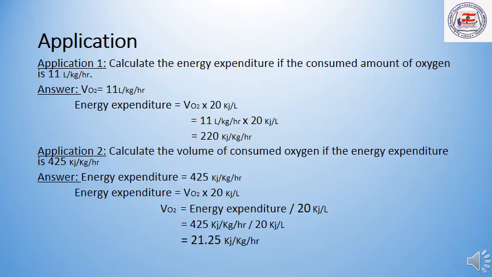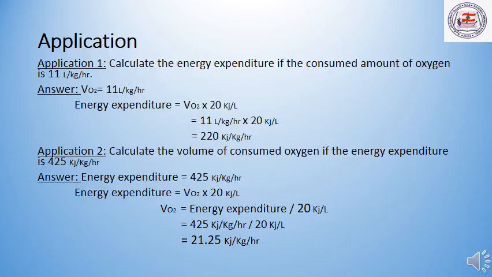However, if you were asked to calculate the volume of the consumed oxygen given the energy expenditure, as in application 2: calculate the volume of consumed oxygen if the energy expenditure is 425 kilojoules per kilogram per hour. The answer would be: you write the formula energy expenditure equals volume of O2 multiplied by 20 kilojoules per liter, which is the thermal coefficient. The unknown here in this equation is the volume of O2, unlike the first application where the unknown was the energy expenditure.